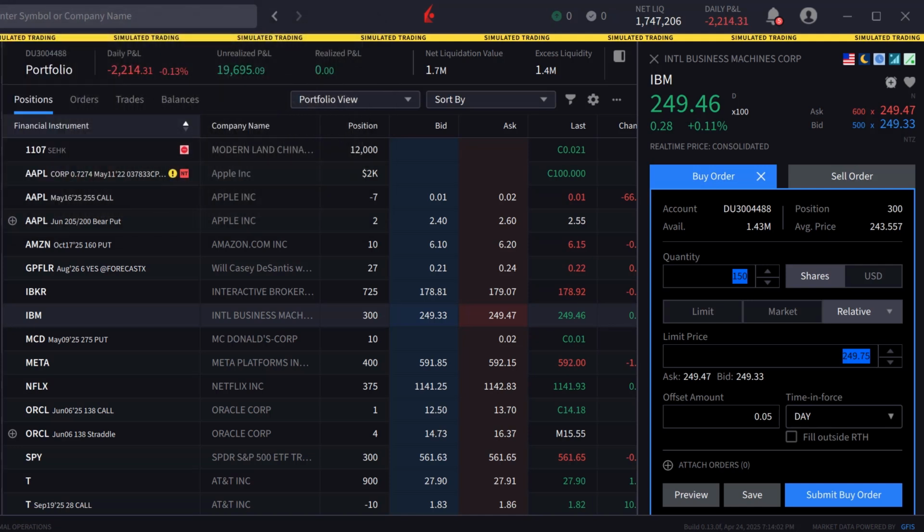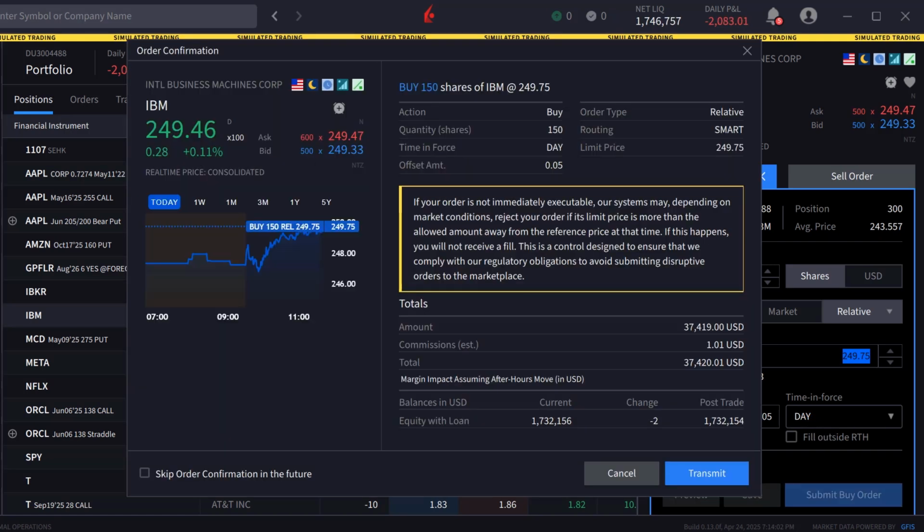When the investor is satisfied with the order inputs, they can either click on Preview to see a breakdown of the order as well as its effect on margin, Save to save the order to be transmitted later, or Submit Buy Order to send the order. The investor chooses Submit Buy Order and the order confirmation window appears. Once satisfied, they click Transmit to send the order.